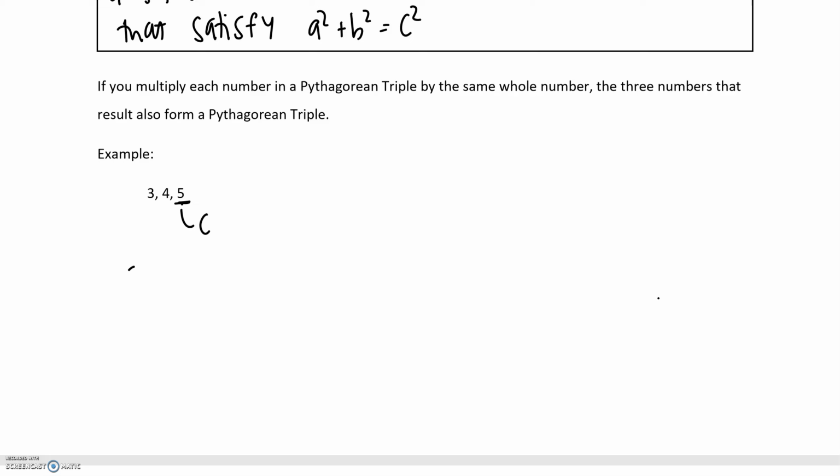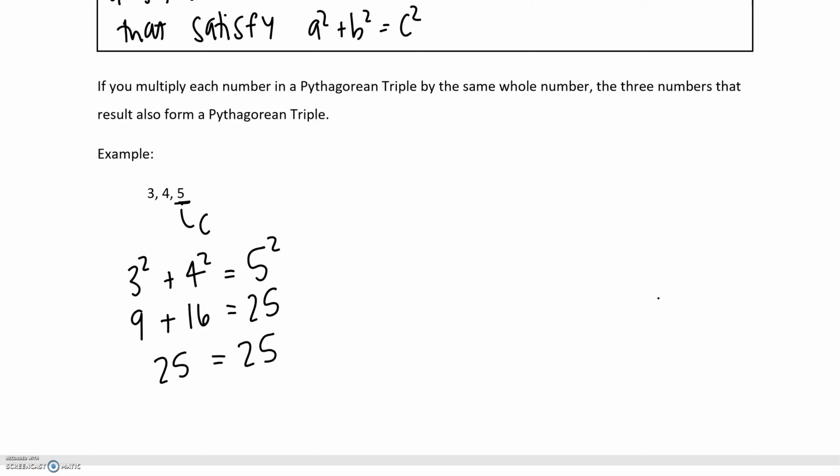So what we're going to do is we're going to have 3 squared plus 4 squared equals 5 squared. Okay, so when we do 3 squared, that's just 3 times 3, which gives us 9. And when we do 4 squared, that's 4 times 4, which is 16, equals 5 squared, which is 25. So 9 plus 16 is 25, and 25 equals 25. So this is a Pythagorean triple.